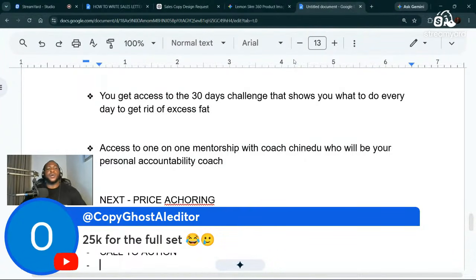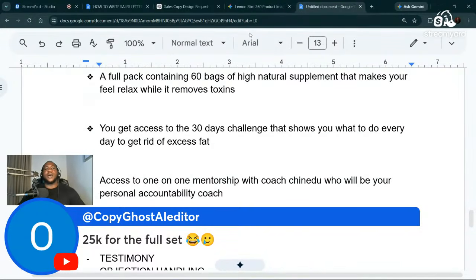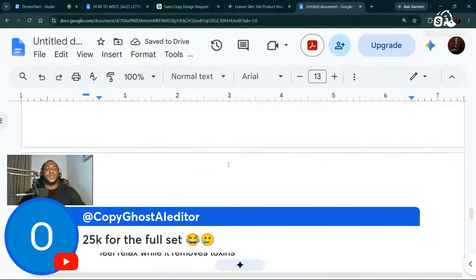And after call to action, we have urgency. After urgency, we have scarcity. After scarcity, we have guarantee. And after guarantee, we have the final call to action. So this is the one you guys will do. Now let me format it for you so that it will be easy.